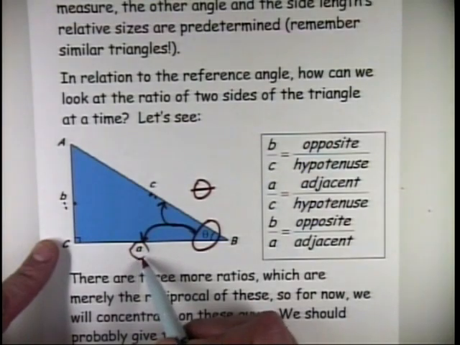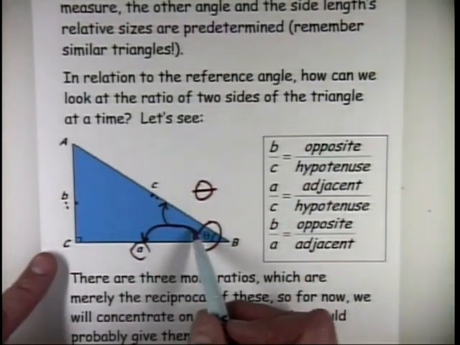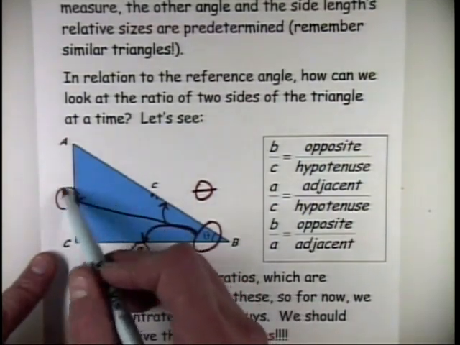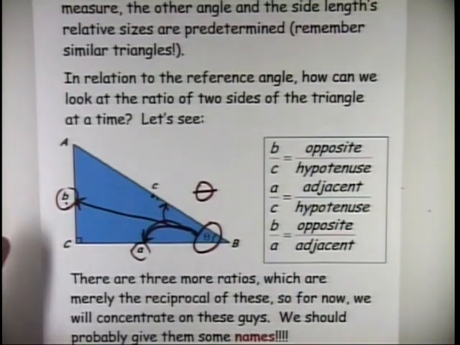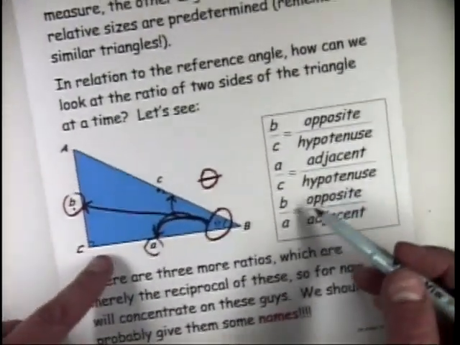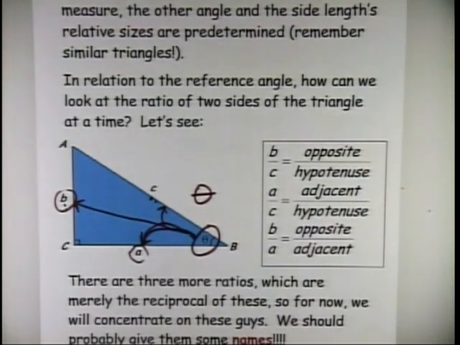So that would be A to C right here. And then I can also look at the opposite side, which is B, in relation to the adjacent side, A, leaving the hypotenuse out of it. So those are three different ways we can take two sides of the right triangle.